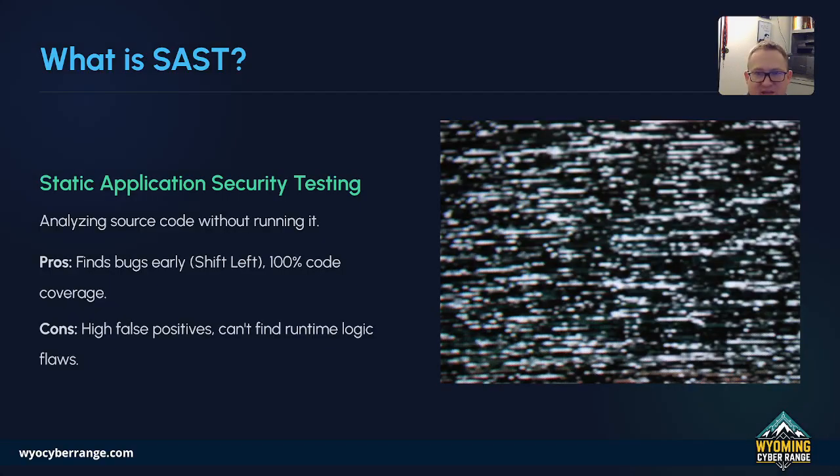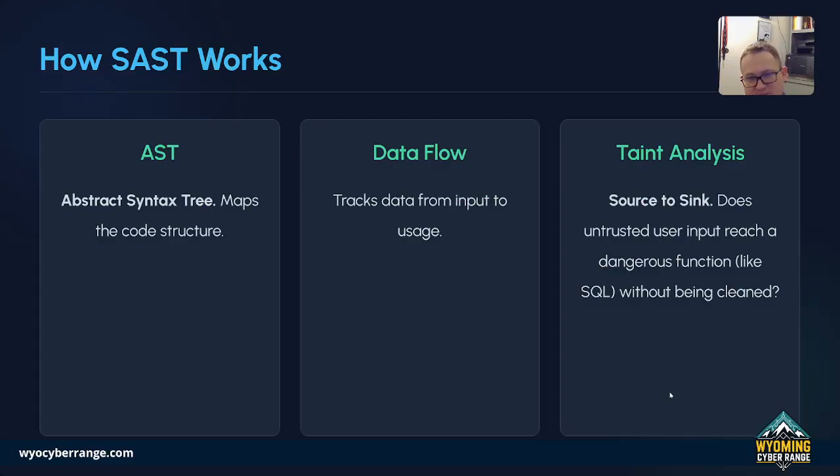So how does SAST actually work? Well, we're going to use a few different techniques. First thing we're going to do is use the AST, the Abstract Syntax Tree. It maps the code structure.